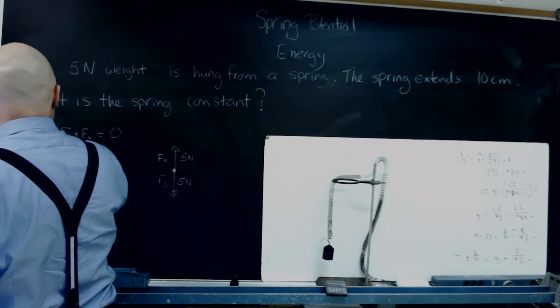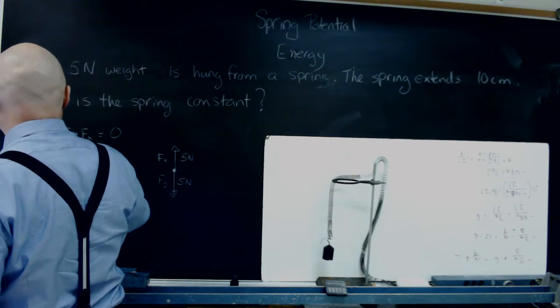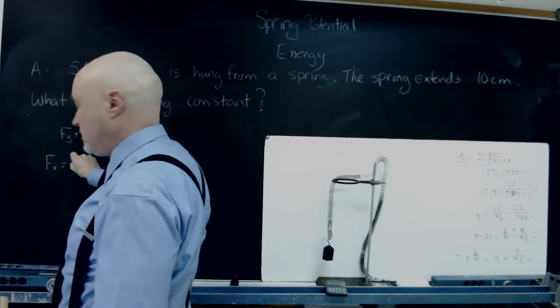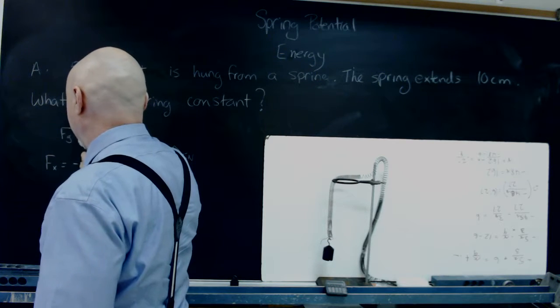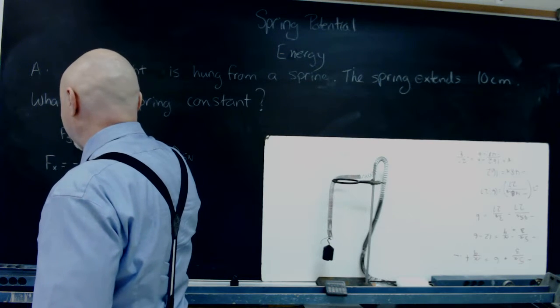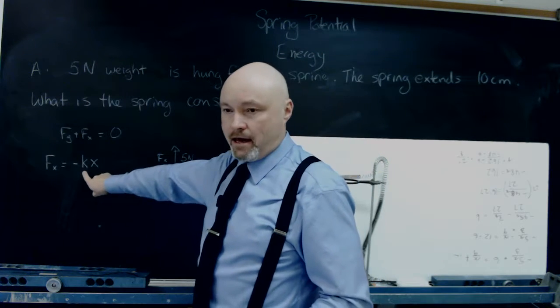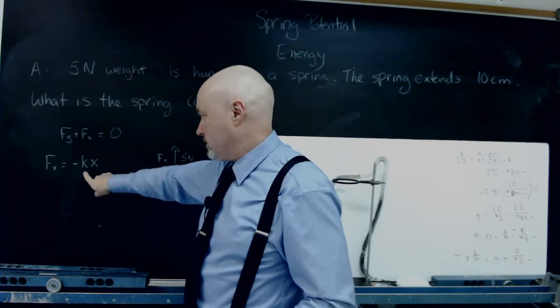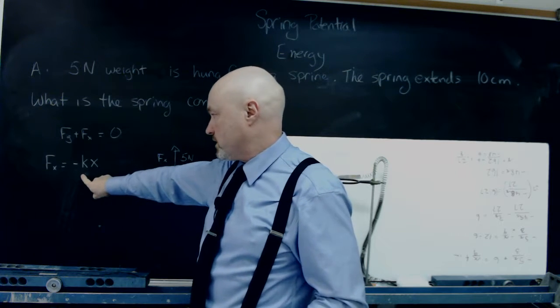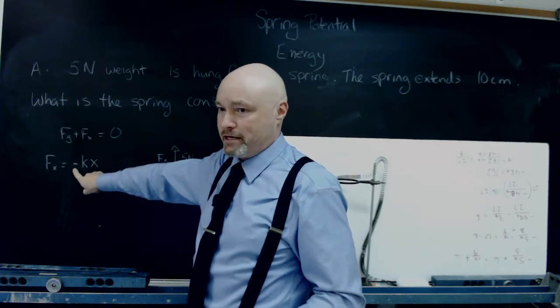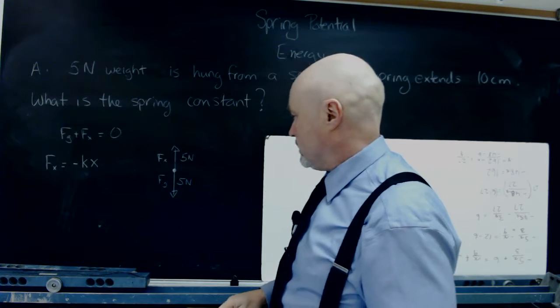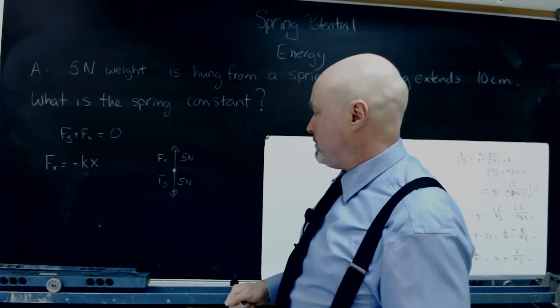Now, one of the formulas that we know is that the force of extension of a spring is equal to negative kx. We just have to watch our sign here. This means in the opposite direction that the spring is pulled. And in this case, it's going to be up.